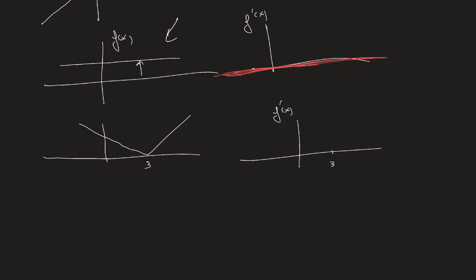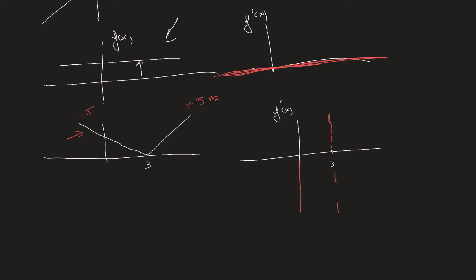If you have a function like this, the derivative is negative when x is smaller than 3. Let's say that this is a function with a slope minus 5, and this is a function with a slope plus 5.